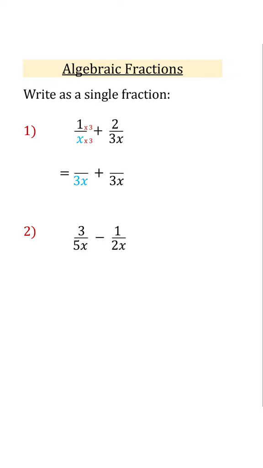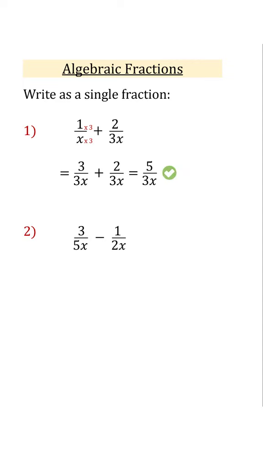1 multiplied by 3 is 3. Our second fraction already had a denominator of 3x, hence we don't change the top. Now that we have a common denominator of 3x, we add the numerators only. 3 add 2 is 5, hence our final answer is 5 over 3x.